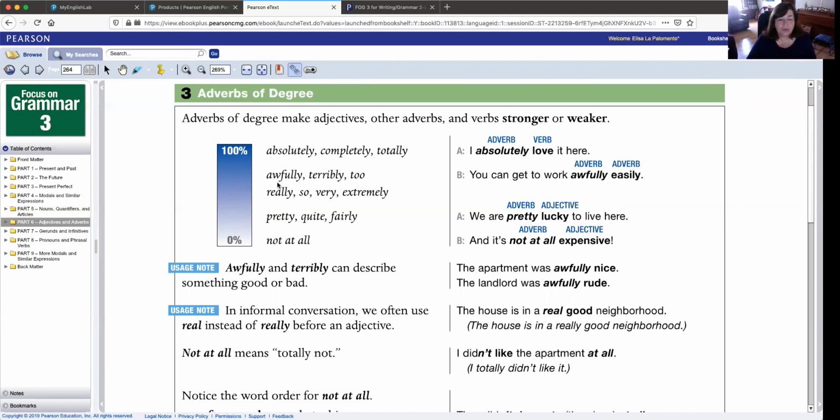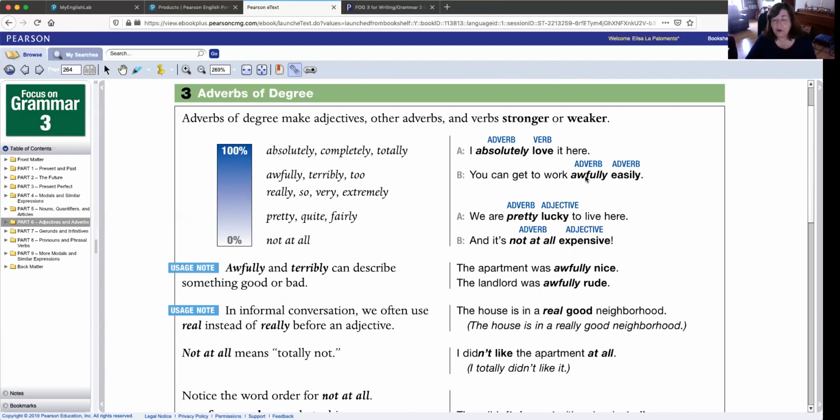Now, if you use the words awfully, terribly, too, really, so, very, extremely, they are very close to 100%. It looks here like they're putting it at maybe between 50 and 75, but I don't agree with that. I would say these are closer to 100%, maybe 90%, 85% at the least.